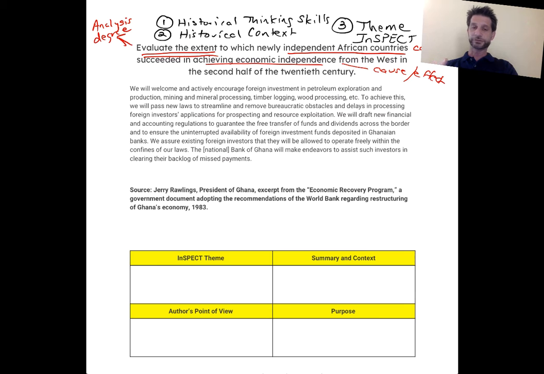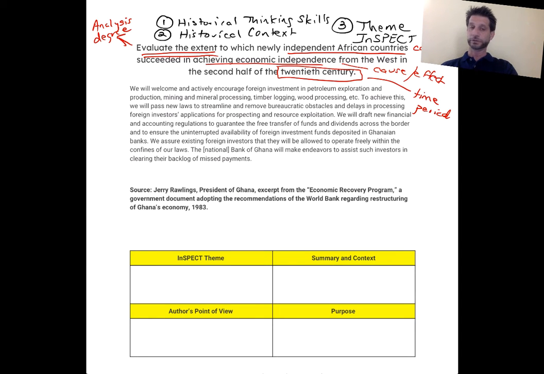Now, the other thing I want to stress is you always want to look for the time period. Time periods are really important in questions because they give us bookmarks on where we're looking. So that's the first thing. We're always looking at what the question is asking us to do. In this case, we're being asked to evaluate, so make a judgment, and analyze cause and effect about economic independence, and it's in the 20th century.